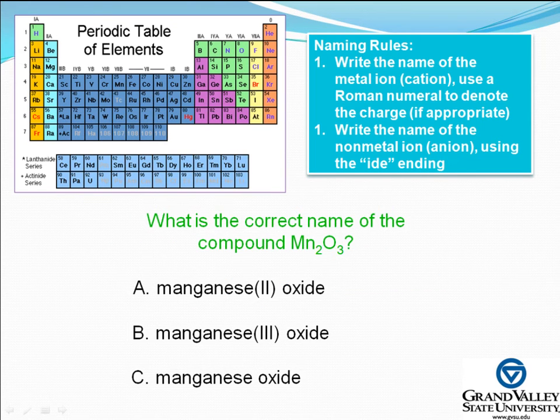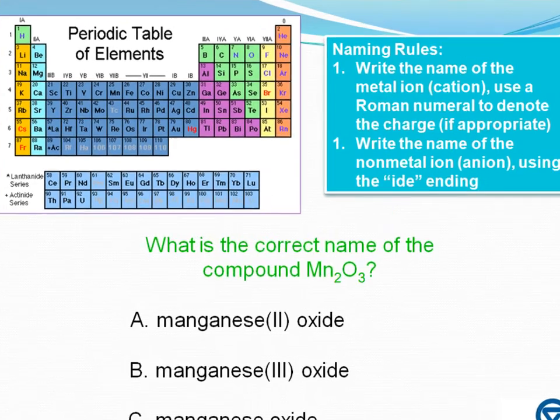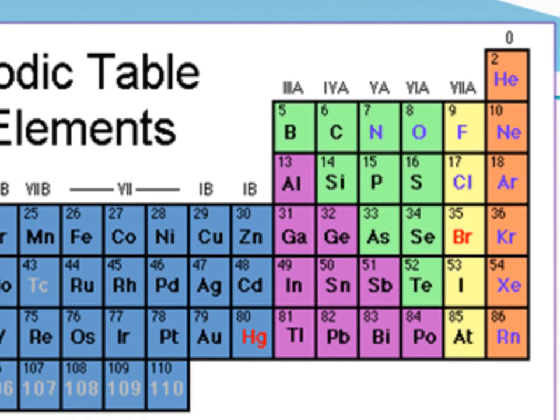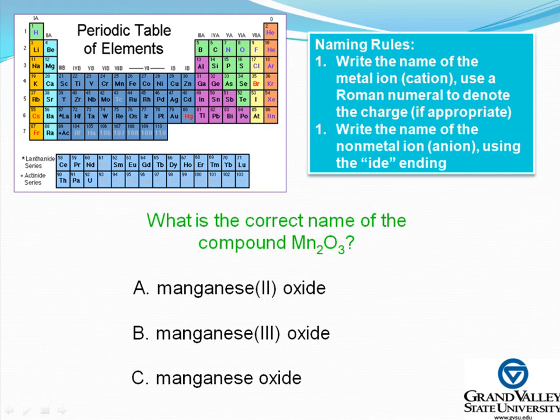Let's try a practice problem. What is the correct answer for the following question? In order to figure out the correct name for this compound, first determine the charge of the anion. By looking at the periodic table, we see that the anion oxygen is located in group 6A, which means that oxygen has a charge of 2 negative. Since the oxygen has a 2 negative charge, the transition metal must have a 3+ charge.